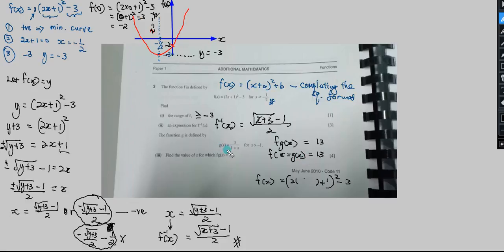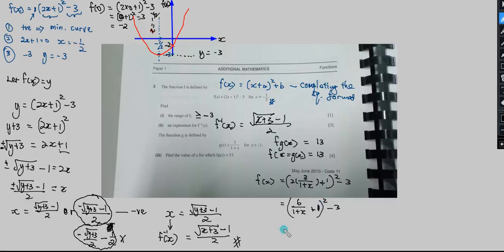What is the g(x) function? The g(x) function is 3 over 1 plus x. Okay, now let's do some simplification over here. So 2 times 3 is 6. Denominator is still 1 plus x. Okay, plus 1. Square it, minus 3.